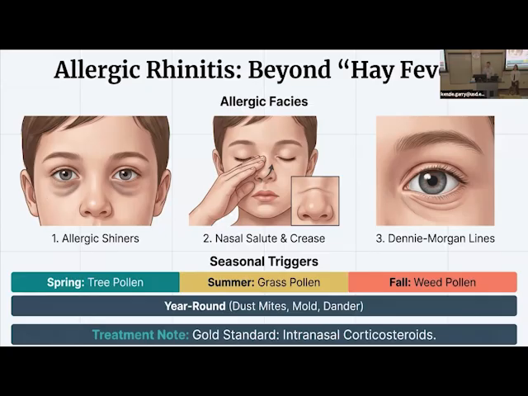We can see the nasal salute and crease here, and there are some Dennie-Morgan lines here. In springtime, it's mostly caused by tree pollen. In summertime, it's grass, and in fall, weed. This order is important, tree, grass, weed in allergy, because we can differentiate when patients come to clinic with symptoms, we can have some idea what may be causing these symptoms.